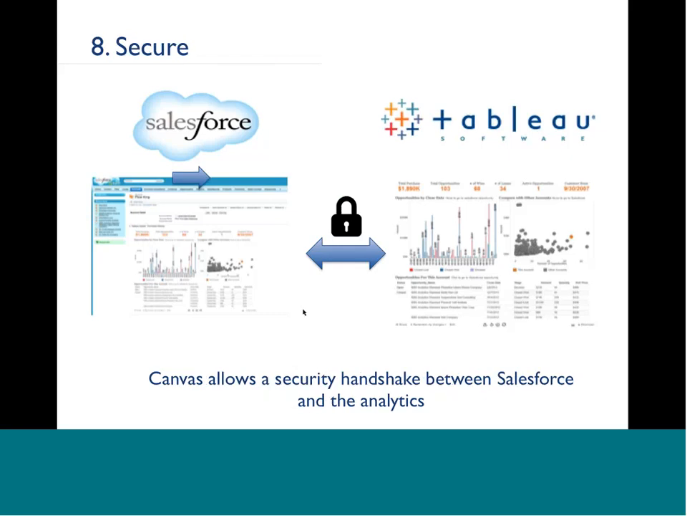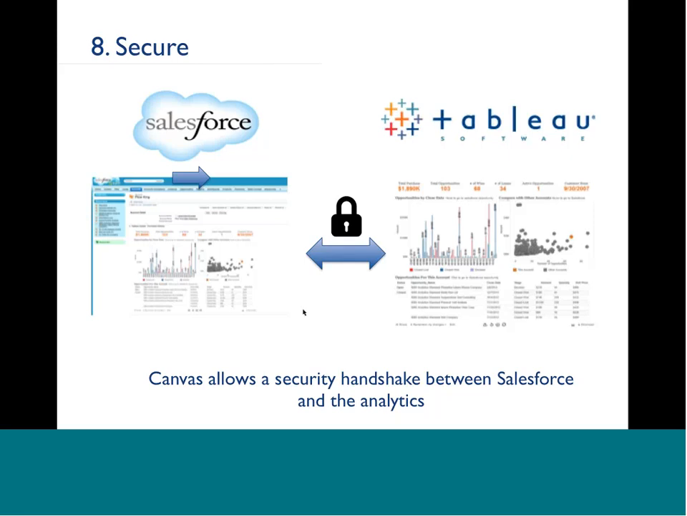The second part of the Salesforce Canvas toolkit is that it enables security between Salesforce and Tableau. There's a security handshake between Tableau Server or Tableau Online and the Salesforce application. So what does that mean? That means that you can have someone log into Salesforce, and perhaps I'm the manager of the Eastern region. All I can see are opportunities and accounts in East. I can't see West or Central.